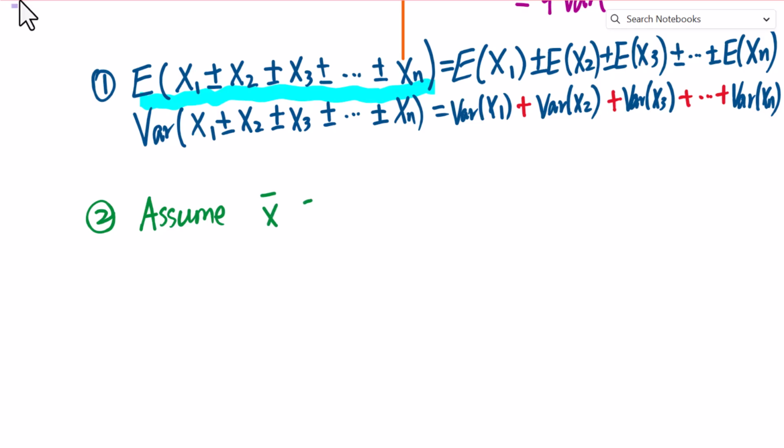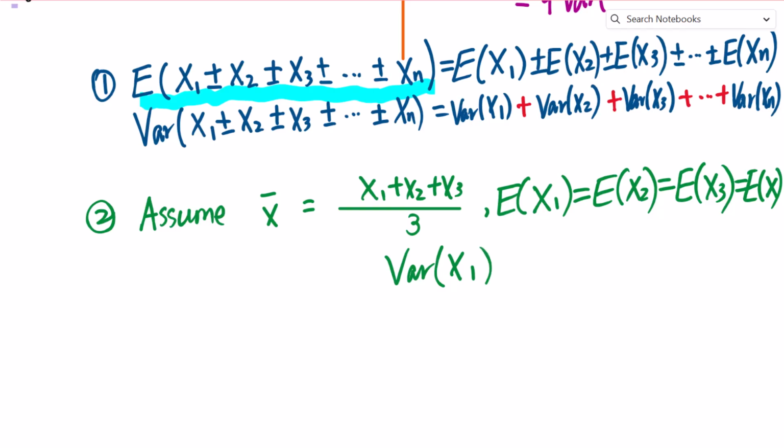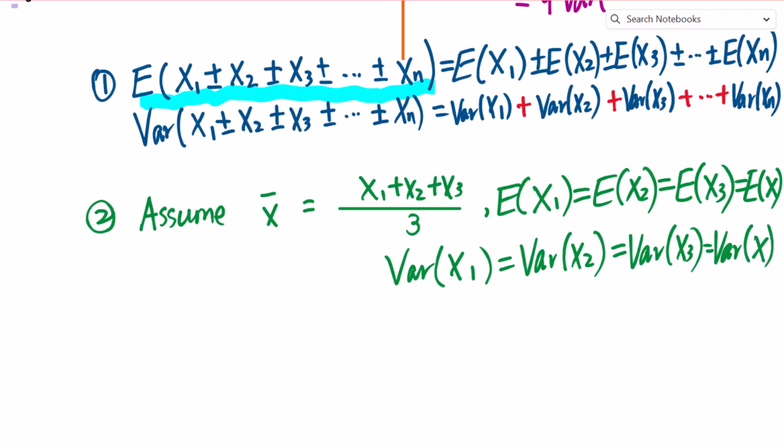Assume X bar equals X1 plus X2 plus X3 over 3, and E of X1 equals E of X2 equals E of X3 equals E of X, and variance of X1 equals variance of X2 equals variance of X3 equals variance of X.